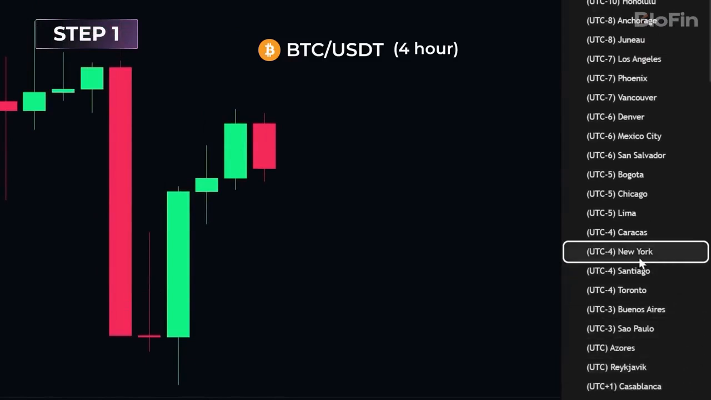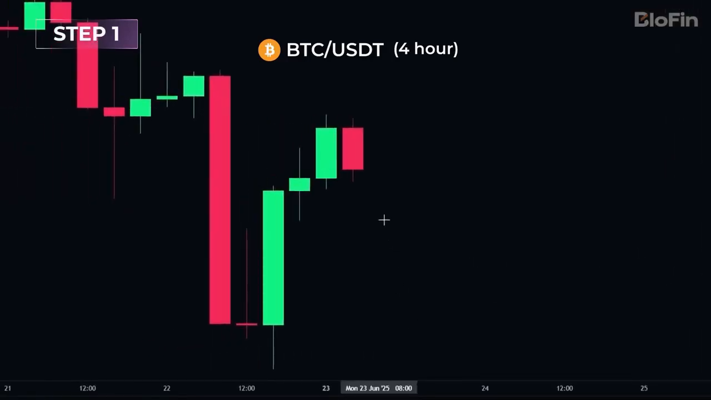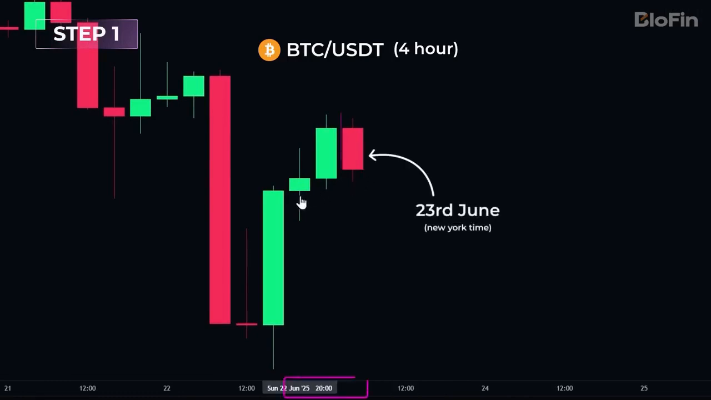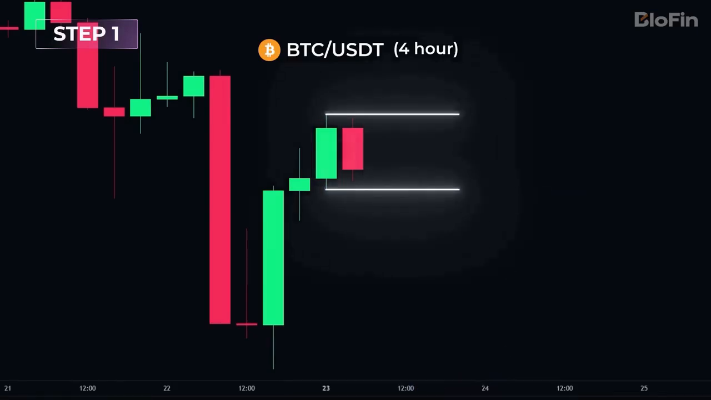Now this step is very important because we want the first 4-hour candle to be based specifically on the New York time. Next, hover to the first 4-hour candle that formed on today's date. In this example, since it's June 23rd, the first 4-hour candle that formed today is this one. Then, simply draw a line at the high and low of that candle and extend both lines to the end of the day. That's your 4-hour range on this chart.